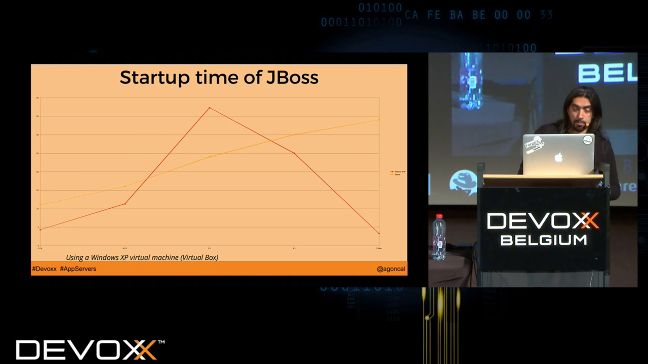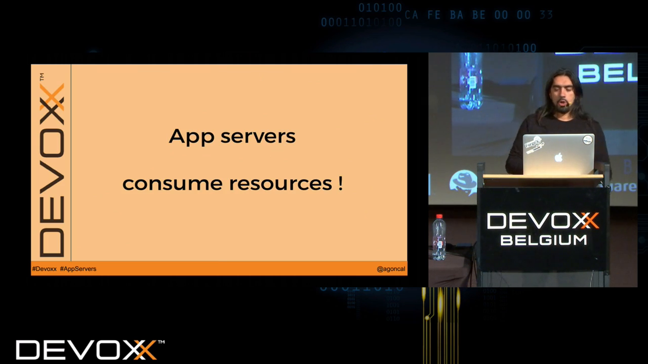Now, the red line is the same thing that I've done, except it's on a VirtualBox. So, of course, it's slower. But it's quite interesting to see that many years ago, JBoss was starting in less than 5 seconds. But JBoss was only implementing 12 specifications. And today, JBoss starts in 4 seconds on a VirtualBox, but implements 34 specifications. So no, application servers are not slow. And I will show you something later.